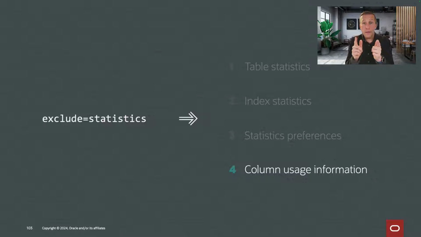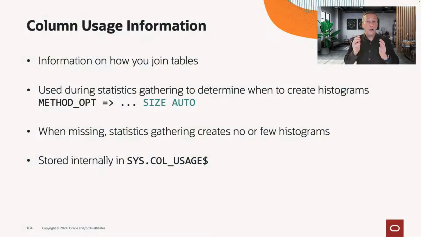The final thing that you exclude when you exclude statistics is column usage information. Column usage information is something that the database gathers underneath the hood. It is information about how you use data in your database, how you join and which predicates you use. The database can later on use this information to determine on which columns a histogram might be a good idea.